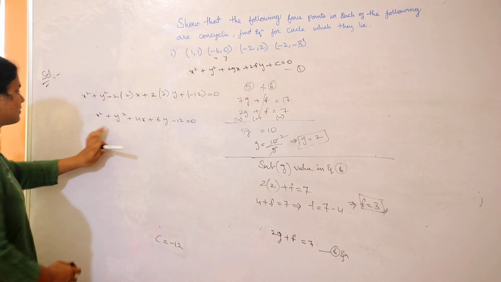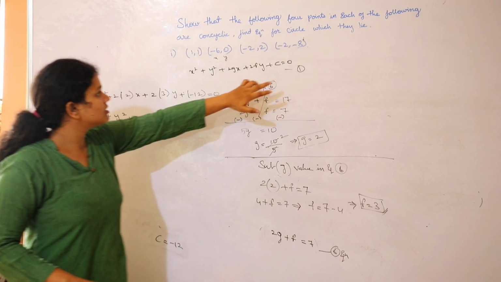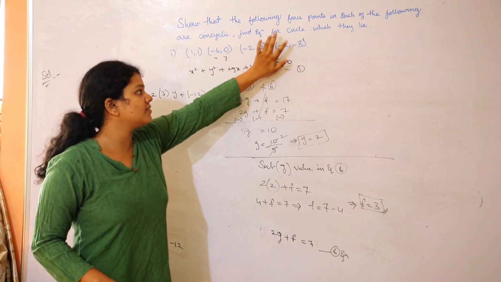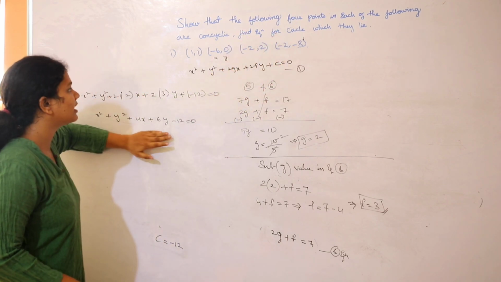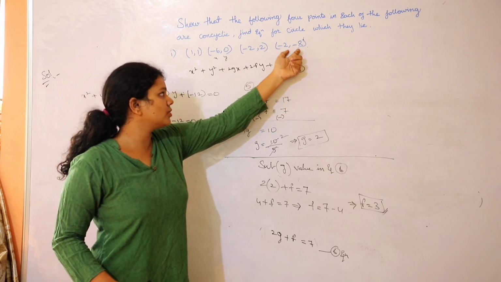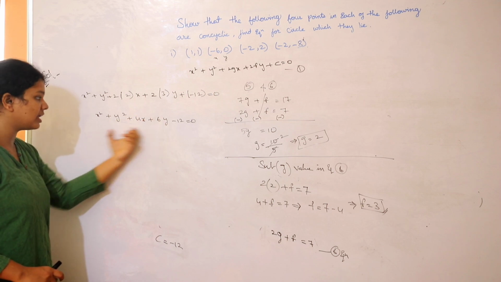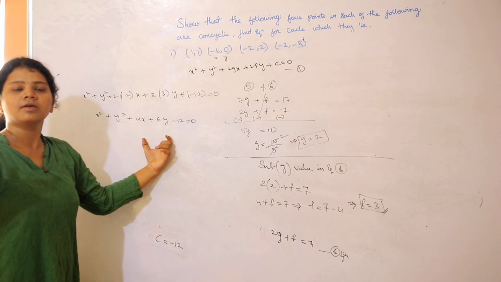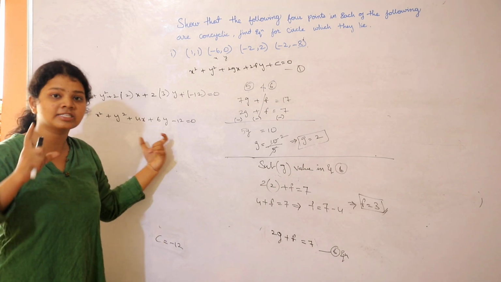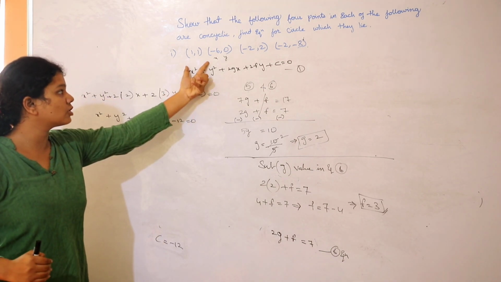Here you are having the general equation of the circle. The question is, show that the following 4 points are concyclic. Find the general equation of the circle. So we got the equation of the circle. Now we should find out if these 4 points are concyclic. Let's say if I substitute this point, like minus 2 comma minus 8, in this given equation of circle, and I get 0 as the answer, then these 4 points are going to be concyclic.